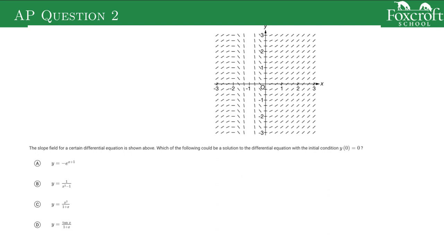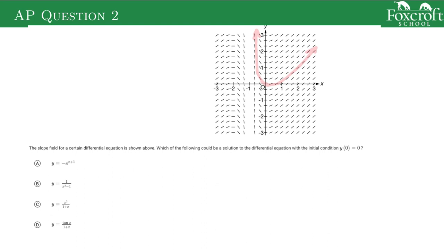Alright, this one. Which of the following could be a solution to the differential equation with the initial condition y(0) = 0? So I'm starting at (0, 0). And what does my slope field make me do? If I go to the left, these arrows point me up, and I have to shoot up like that. As I go to the right, it wants me to curl and then go up like that. So now I just need to figure out which of these equations looks like that.